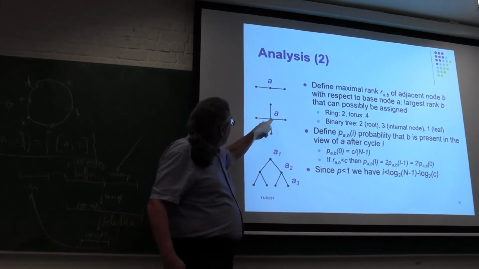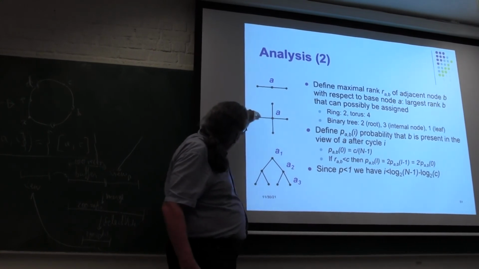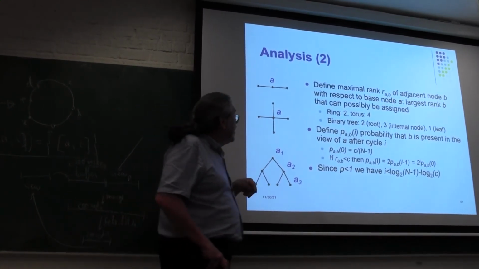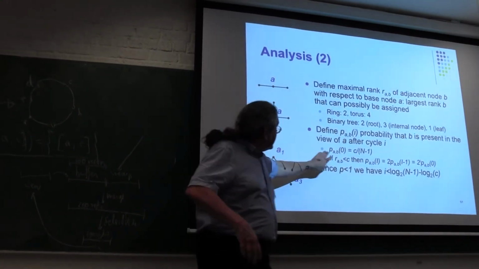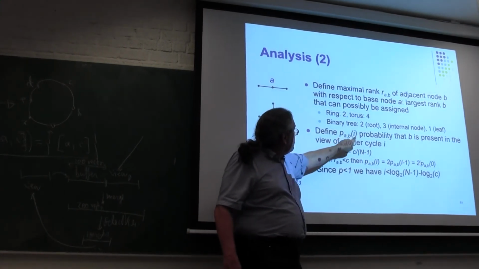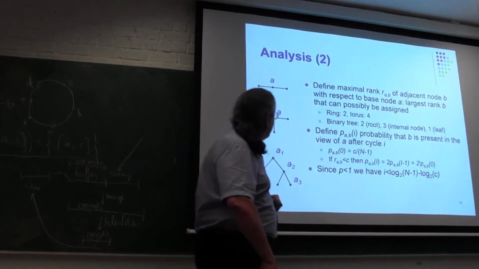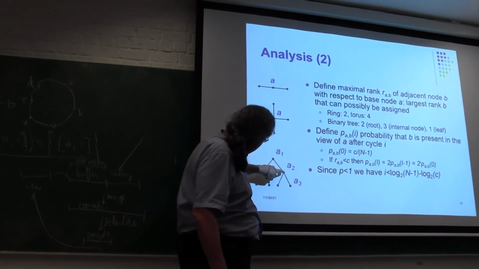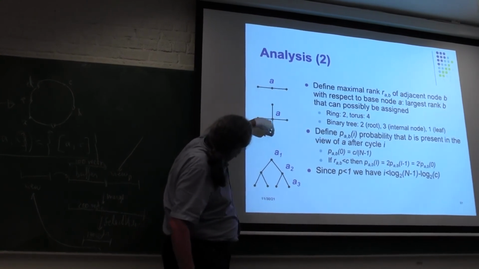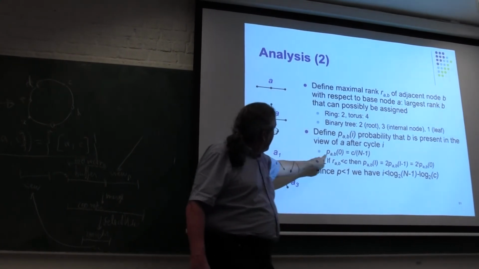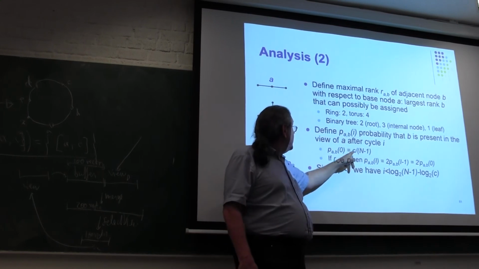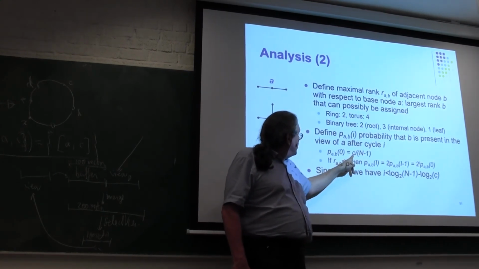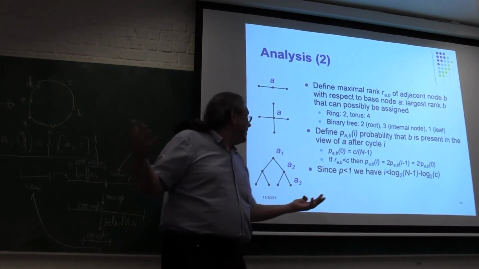That means for a torus, you actually have 4 ways of being closest to A, whereas for a line, you only have 2 ways of being closest. Okay? So here it's extremely approximate. PAB is the probability that B is present in the view of A after cycle I. Okay? So B would be one of these nodes, like for a torus, it'd be one of these. What is the probability that it's in the view of A after cycle I? Well, in the very beginning, it's C over n minus 1. If I have 100 vectors, but the size of the system is 1,000,000, then there's a chance of only 1 out of 10,000 that it's going to be right.